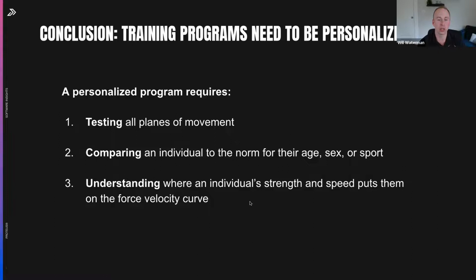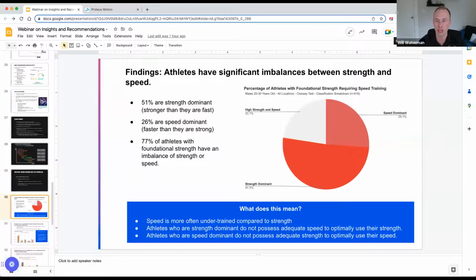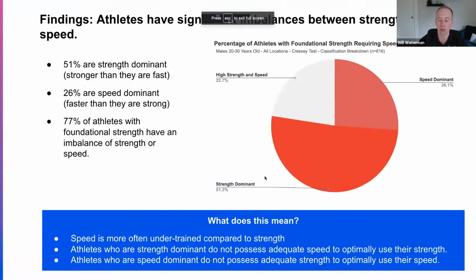And what we really need to do is improve our ability to personalize these programs, right? And to do that, we have to test all planes of movement, and we have to compare them to the norm for their age, sex, and sport. And we have to understand where an individual's performance puts them on the force velocity curve. Looking at that data visually, if we slice and dice it here, if you're above that baseline strength, 51% of the individuals that possess baseline strength need to be training speed.